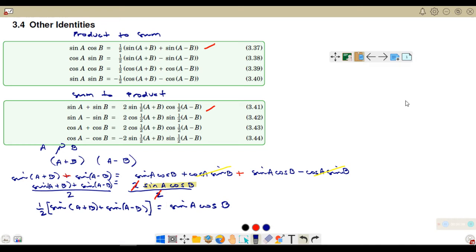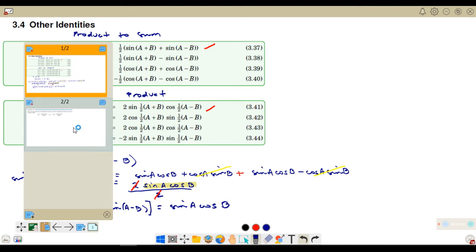Now, let's continue to the next page. For the next page, magpo-prove na tayo ng identity using the product to sum and sum to product formulas. So, dito tayo.